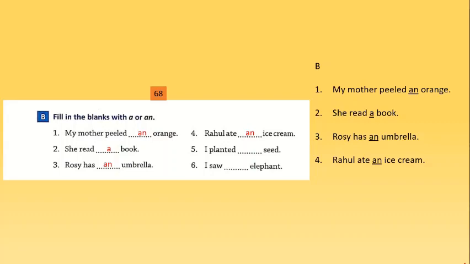5. I planted dash seed. The next word is seed. Does it begin with a vowel? The answer is no. So article a. I planted a seed. And number 6, I saw dash elephant. Yes, correct. I saw an elephant.